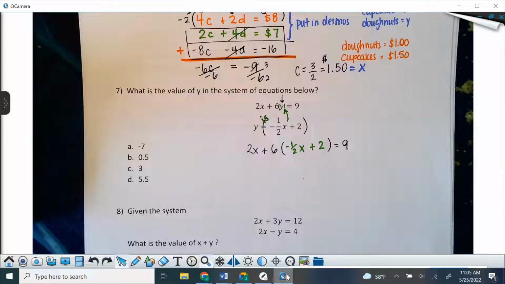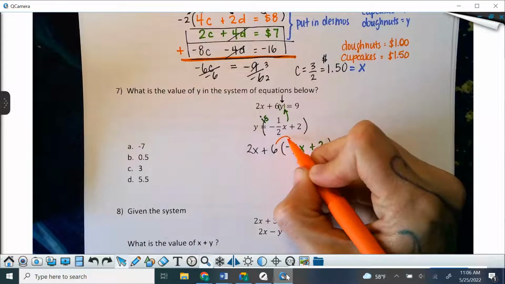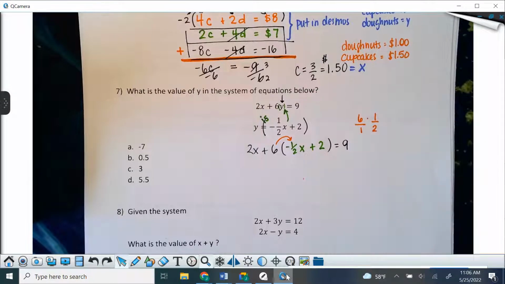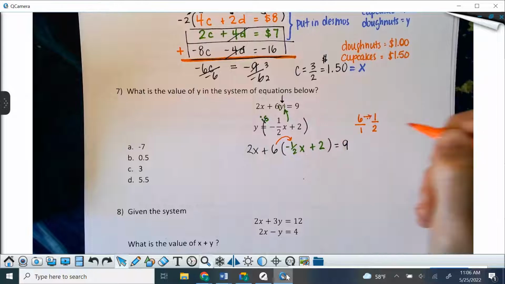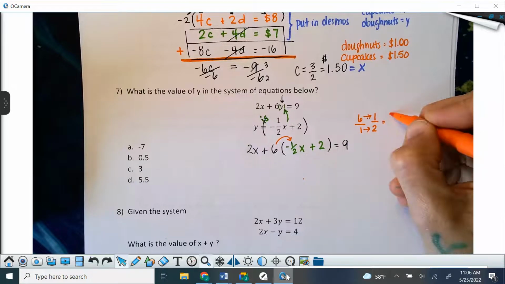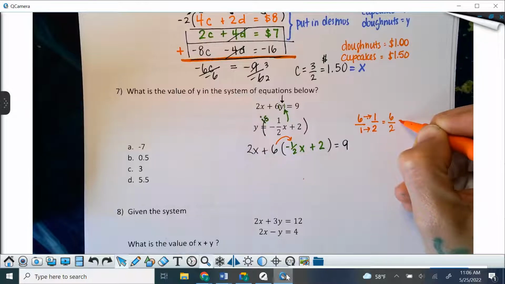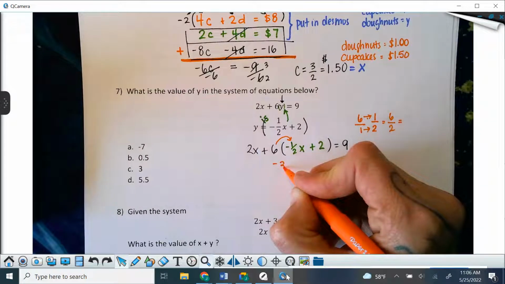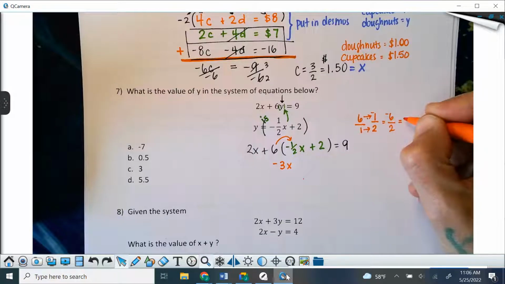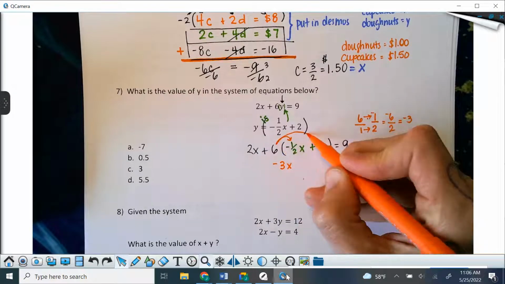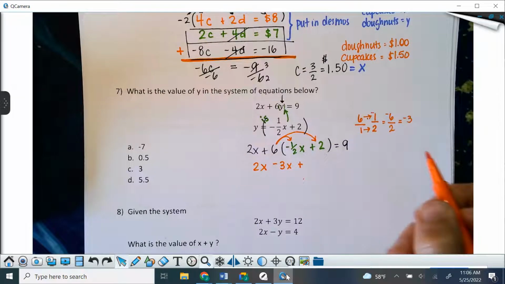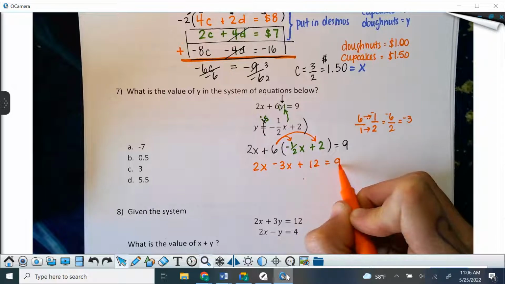Now, even though that fraction looks pretty wild, we can do this one. 6 times negative 1/2 x. So 6 times 1/2. And when you multiply fractions, 6 across the top, across the bottom, 6 times 1 is 6. 2 times 1 is 2. And what's 6 divided by 2? Yep. So that means this is going to be a negative 3x. Sorry, that 1 was negative. And then 6 times a positive 2 will give me what? Yep. 12, and then equals 9.